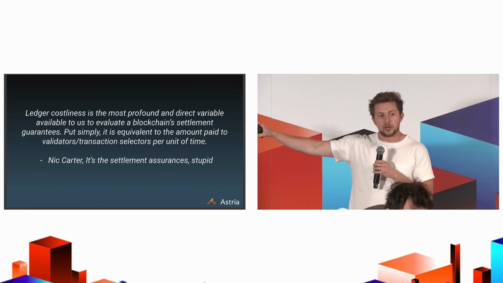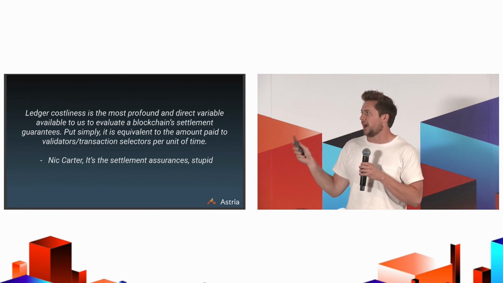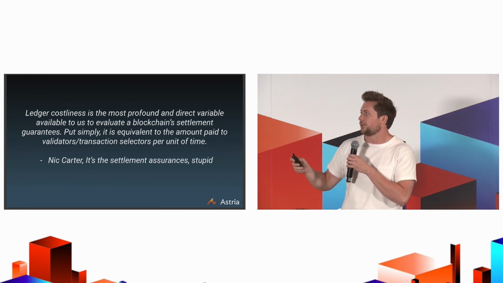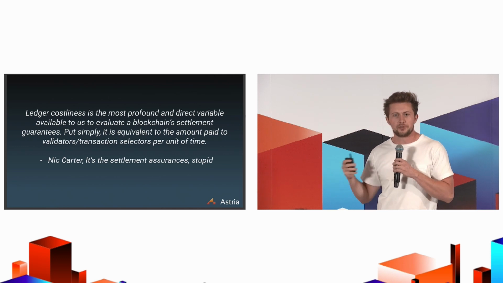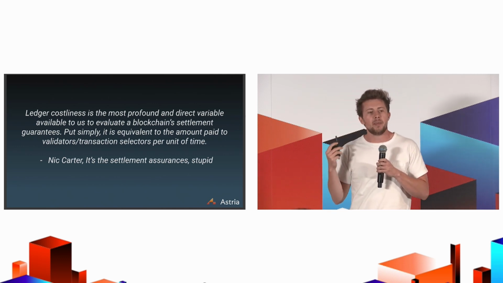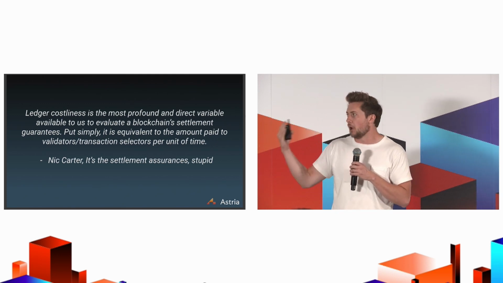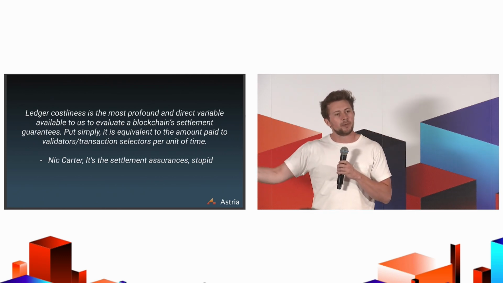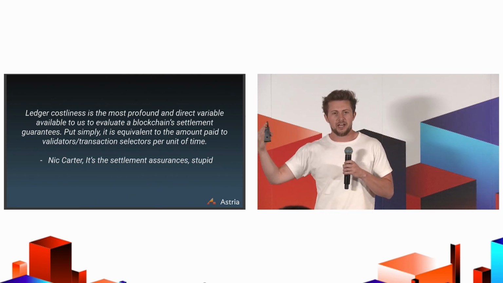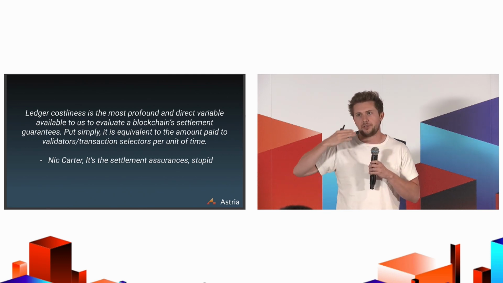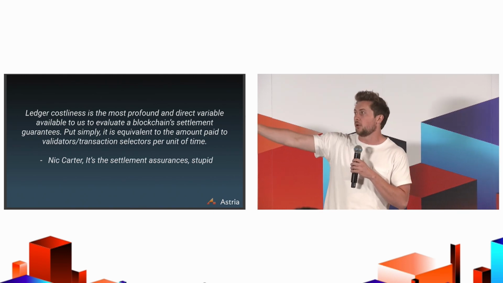We argue, again from Nick Carter's settlement assurances post: ledger costliness is the most profound and direct variable available to us to evaluate a blockchain's settlement guarantees, but simply it's the equivalent to the amount paid to validators or transaction selectors per unit of time. In a Bitcoin case, which is probably the most simplistic one to understand, this is the amount of computational effort put into a given fork of the chain, and literally the money burnt to give you that layer of settlement finality. In a proof of stake chain like Ethereum, where you still have a heaviest chain and it's slashable, it is the depth or weight of stake that has been posted on one given fork of the chain. That's what you're going to call ledger costliness.